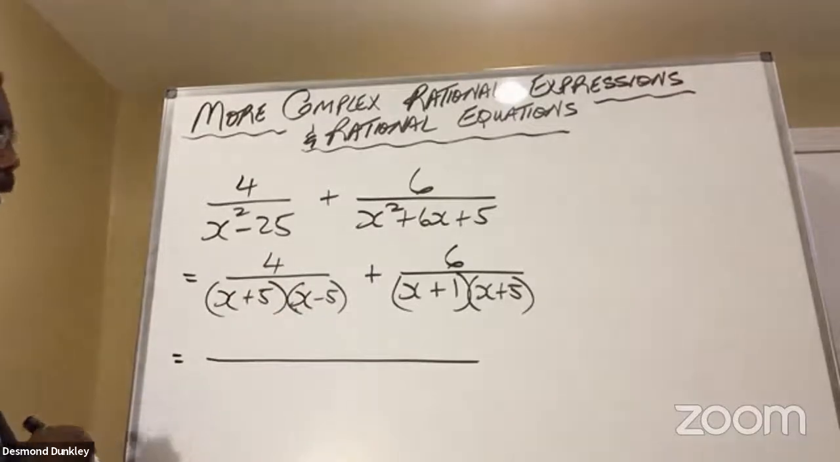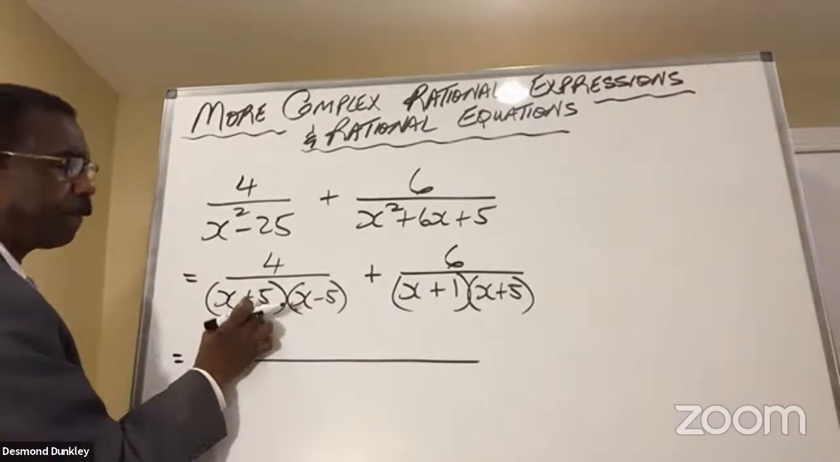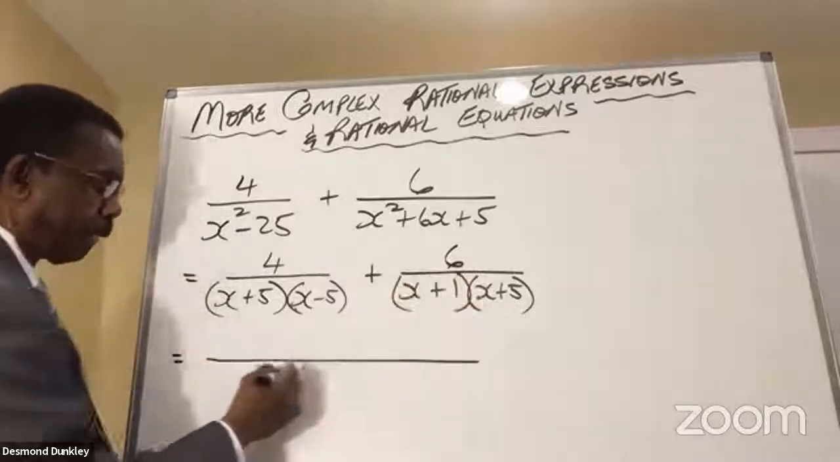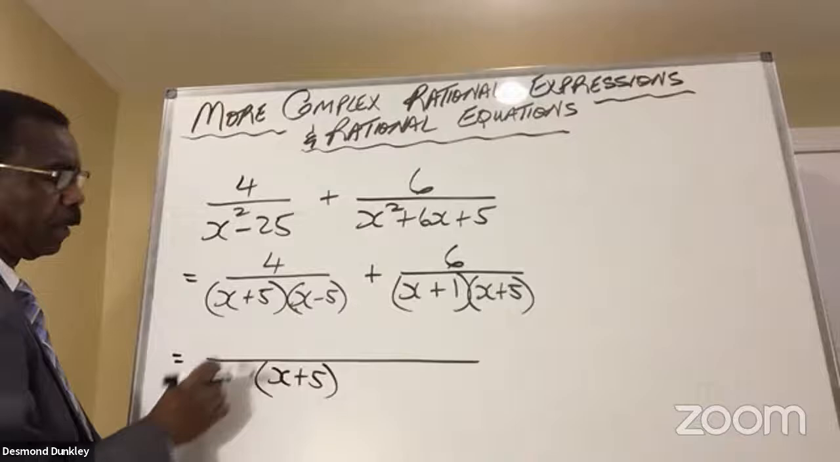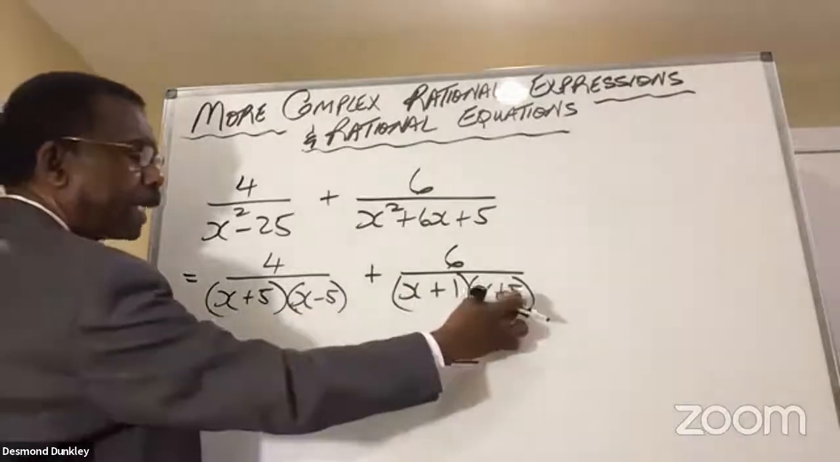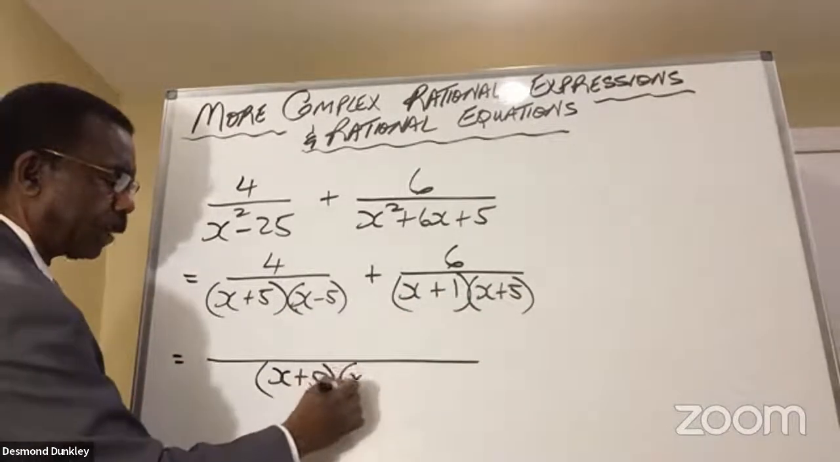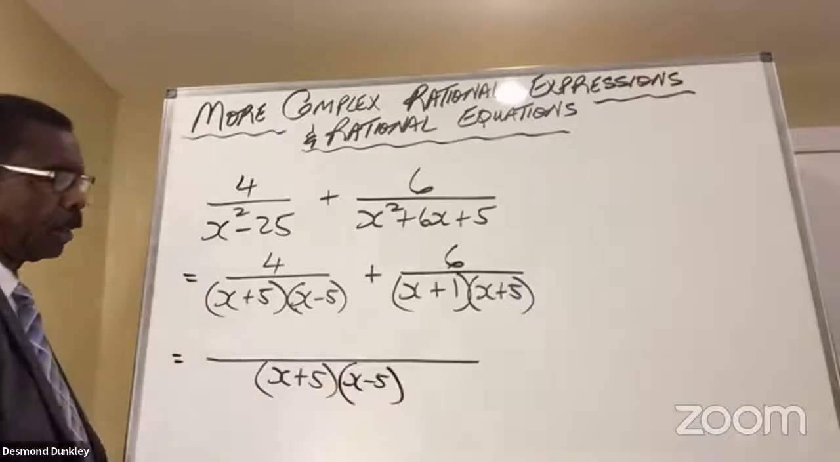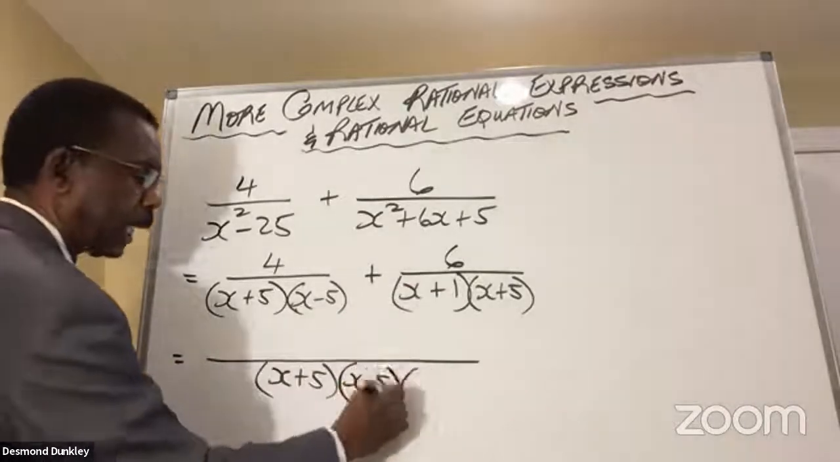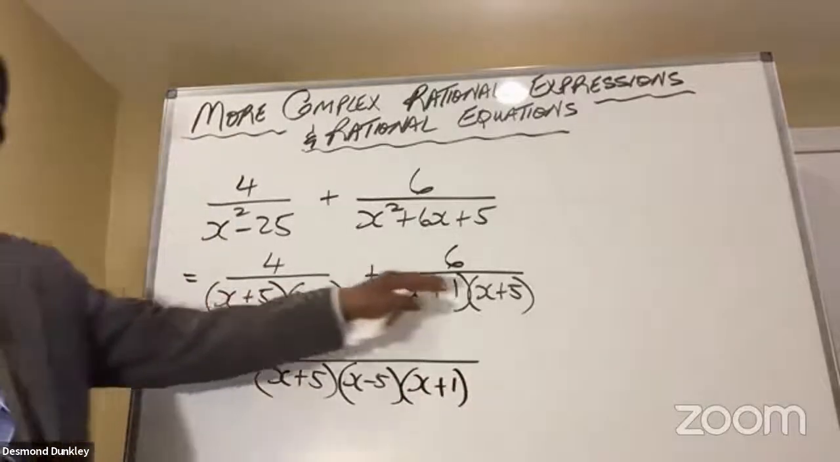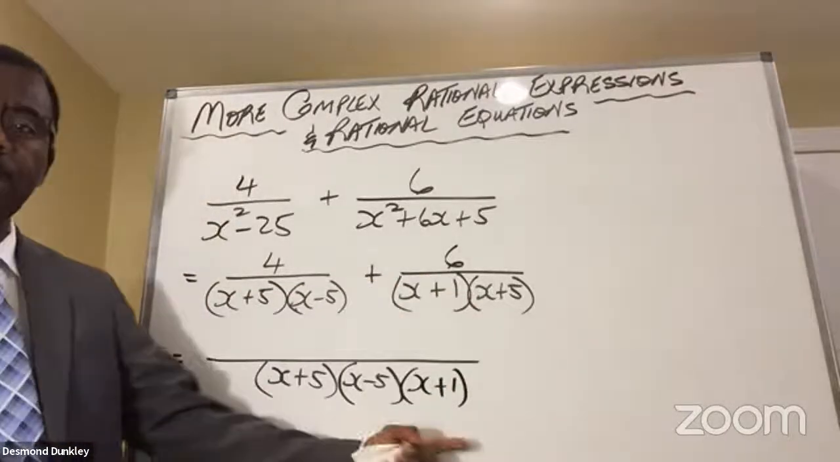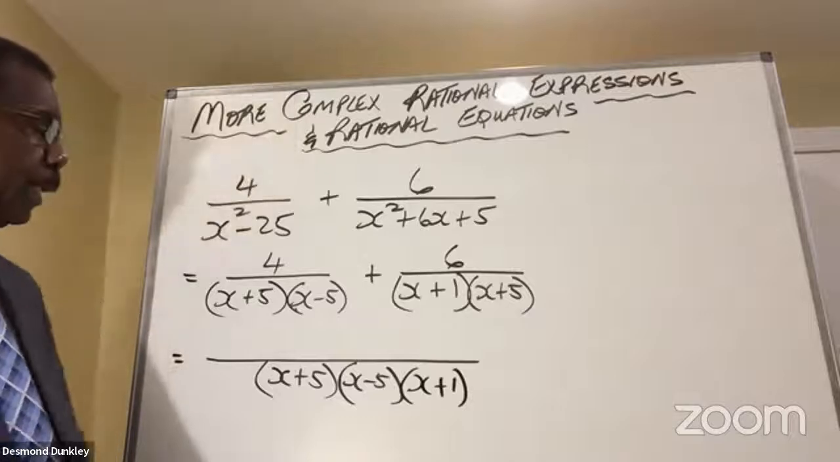Okay, there you go. So we have an x plus 5 and just one x plus 5. So therefore, x plus 5 is represented once. We have an x minus 5. There's no x minus 5, so it has to be here. And we have an x plus 1, it has to be here. Once it occurs, originally, it has to be part of your common denominator.